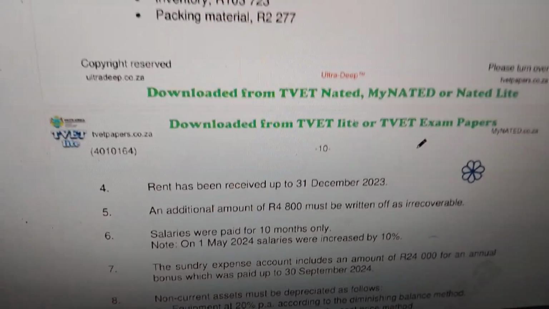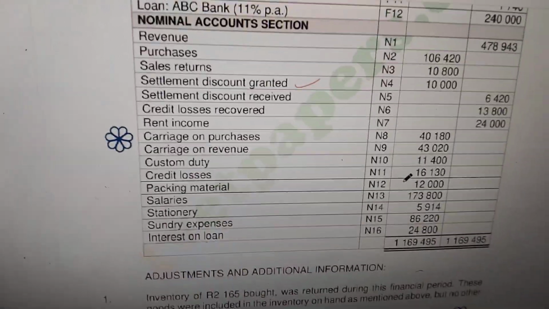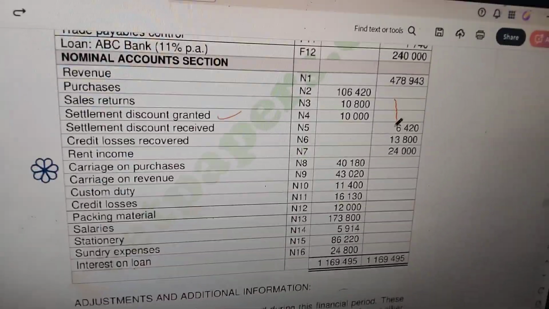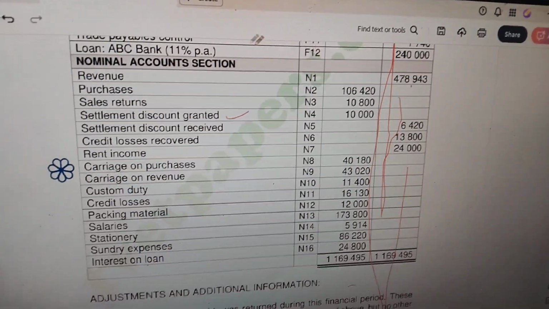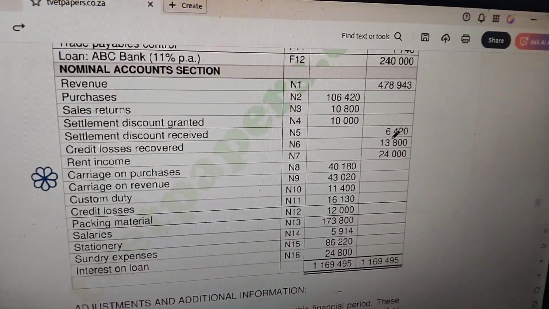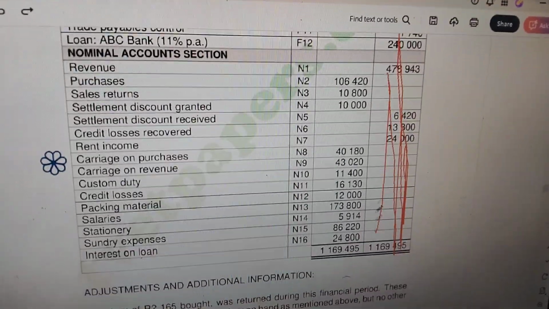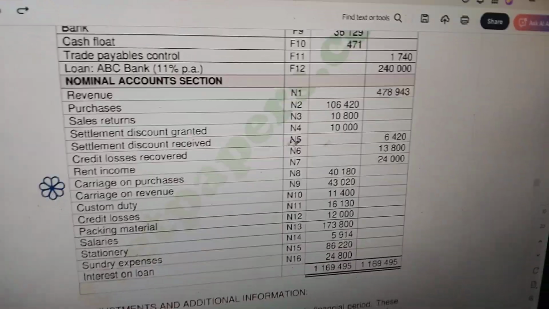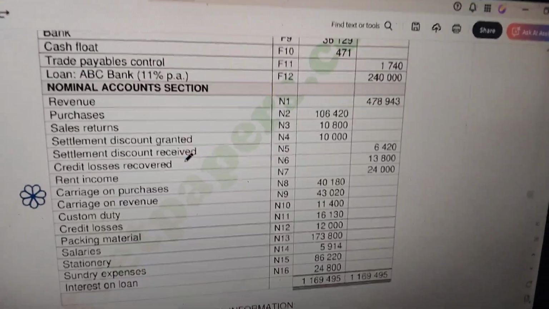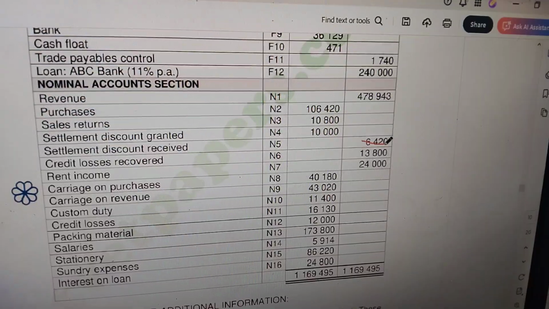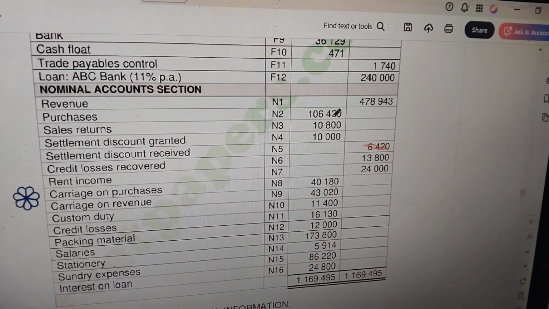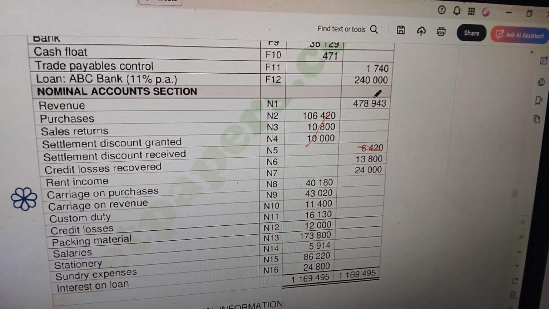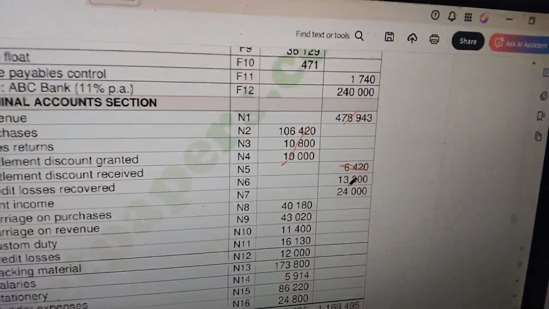So let's go to operating income. The focus on the operating income, you're going to look at your trial balance and look at your credit side, this side. You're going to get the incomes. So you can see that our incomes, the settlement discount received, this one is out. This one is also out. This one is out. And then we have what?